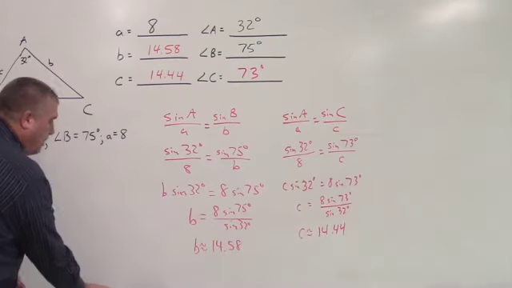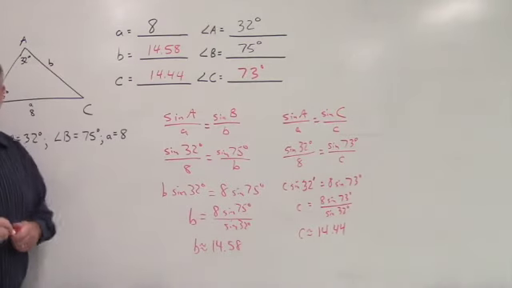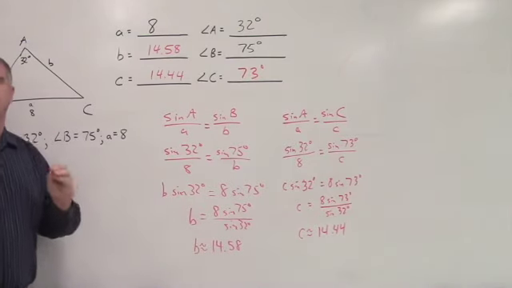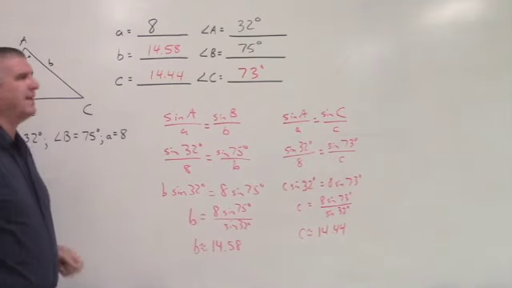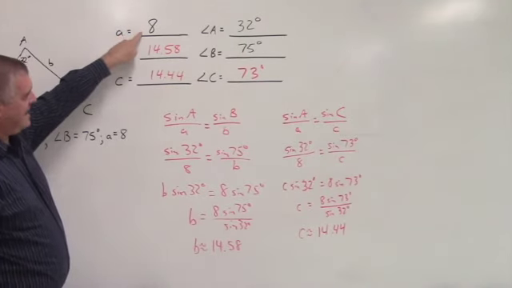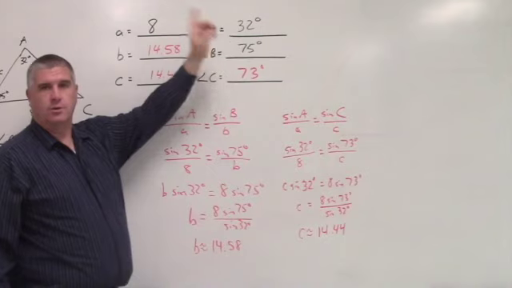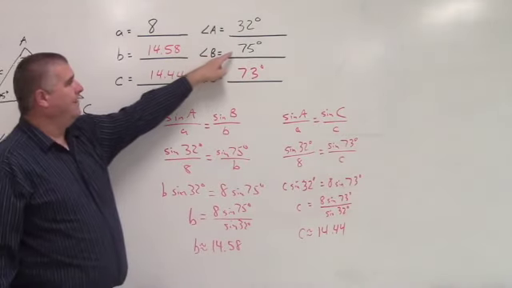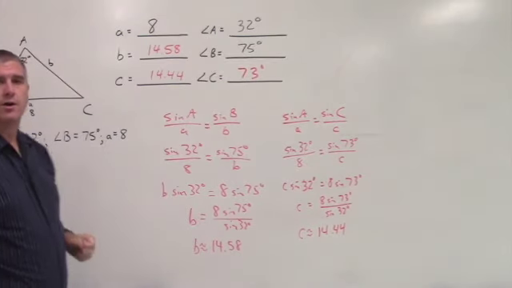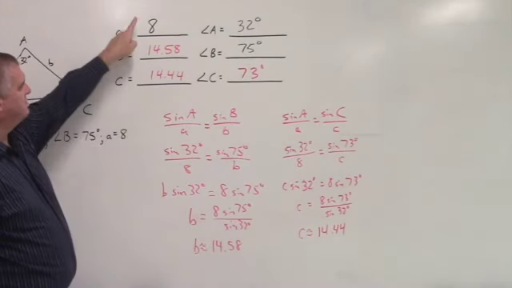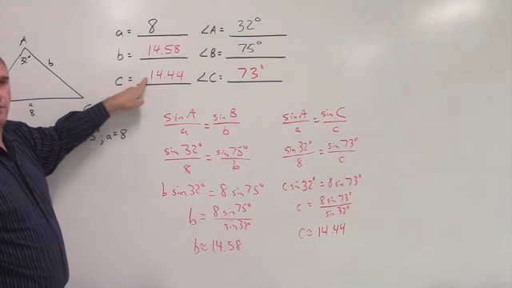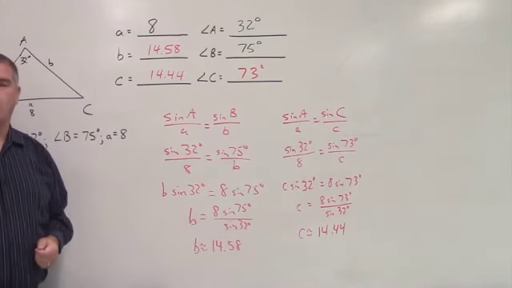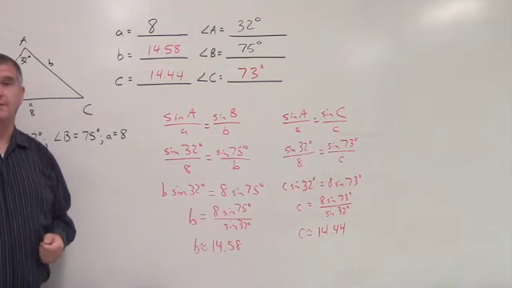And the last thing we want to do, now that we have solved this triangle, is take a look at what our values are. Does our answer make sense? Let's do that common sense check. So, smallest side is 8, smallest angle is 32, check. Largest side, 14.58, largest angle, 75, check. They are across from each other. And the last thing is, is 8 plus 14.44 larger than 14.58? Yes, it is. And our common sense check says that we probably have done this correctly.